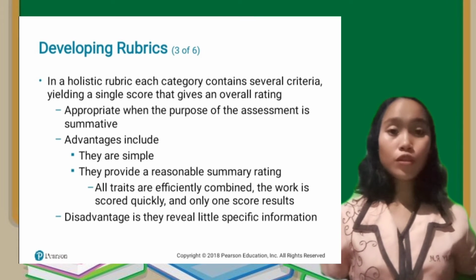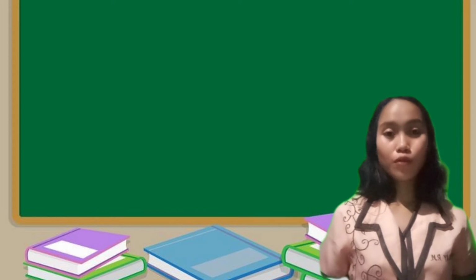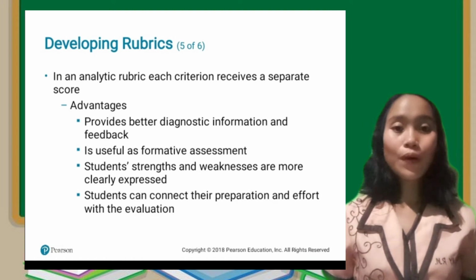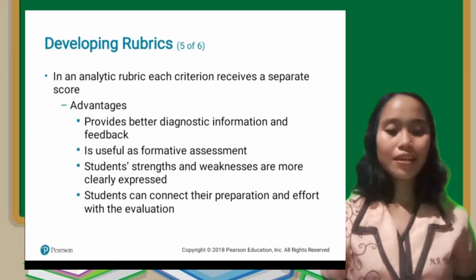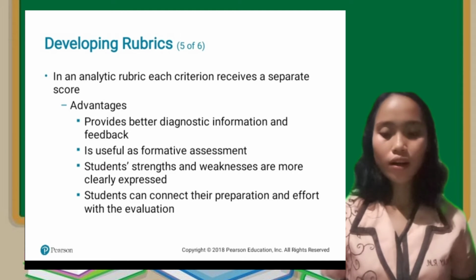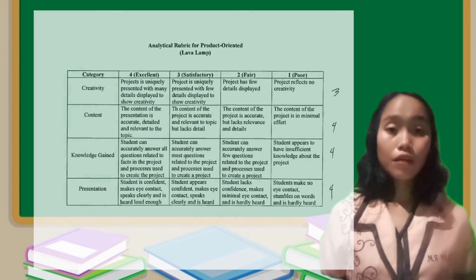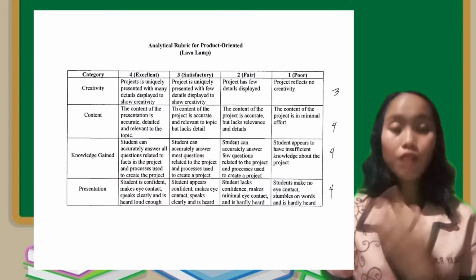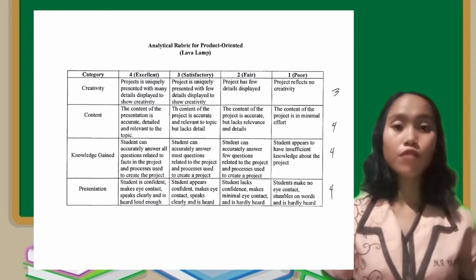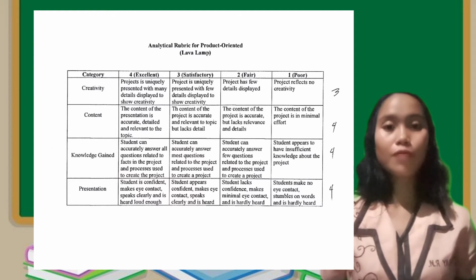So let's proceed to the other example of rubrics, which is the analytic rubric. So in an analytic rubric, each criterion receives a separate score. So for example, if you look at the screen, we have 4 categories being assessed. So it is different from a holistic rubric.